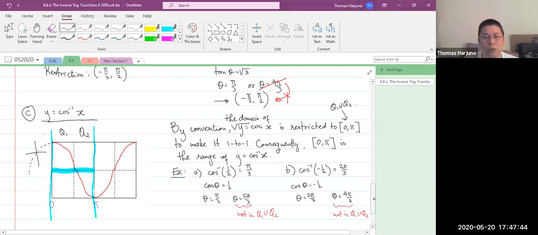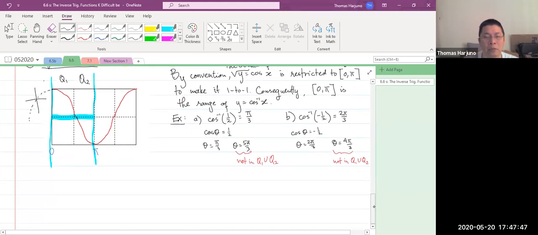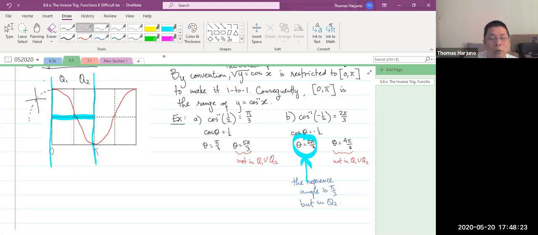But I can still show you a shortcut, a necessary shortcut. What we know is the following. This one here, what is the reference angle? The reference angle is pi over 3, but in quadrant 2. So we can actually do that problem in the following way.